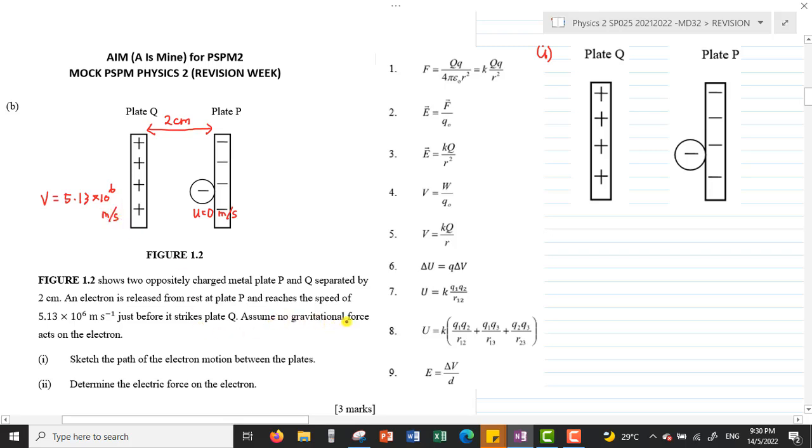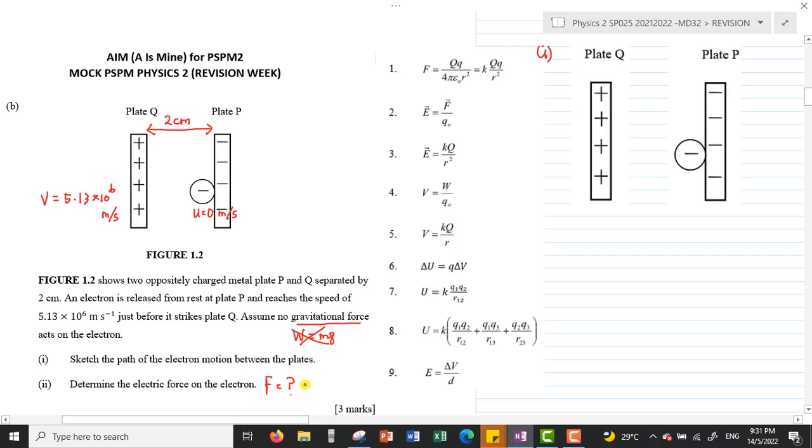So assume no gravitational force act on the electron. The gravitational force refers to the weight. So we can ignore the weight, because the mass of the electron is too small. Question 1, sketch the path of the electron motion between the plates. So the electron will do the straight line motion or projectile motion. Second one, determine the electric force acting on the electron. So we want to find F, the electric force acting on the electron.